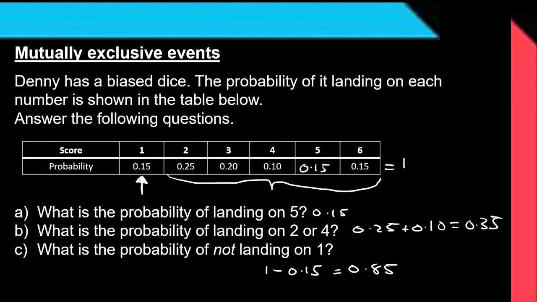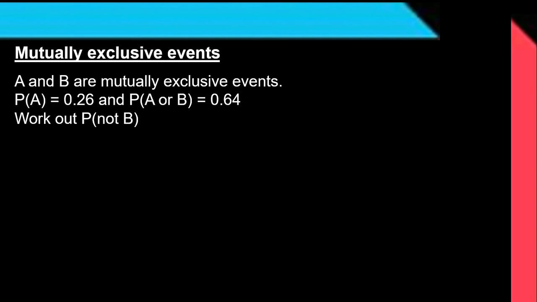So that's looking at mutually exclusive events in a table. Probability adds up to 1, and we could easily work out what the probability of 5 was. Right, let's have a look at one more question. We have been told that A and B are mutually exclusive events, so they can't happen at the same time. The probability of A is 0.26, and the probability of A or B is 0.64.